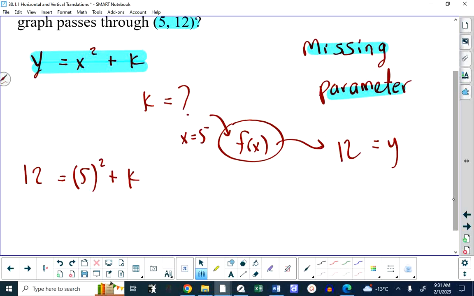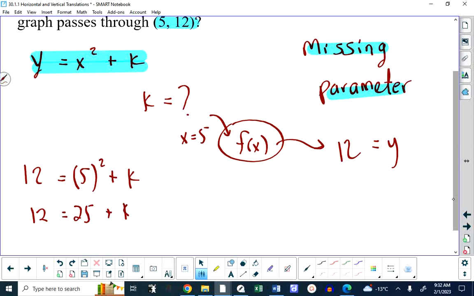I certainly don't need brackets around the 5, but whenever I do substitution I like to put a set of brackets around something because sometimes it's important. It's not always, but if I put them there all the time, I won't make any mistakes, or I'll make fewer mistakes. So we simplify this. This is 12 equals 25 plus k.